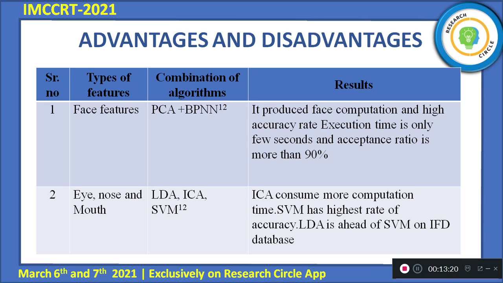LDA, ICA, SVM. ICA consumes more computation time. SVM has the highest rate of accuracy and LDA is ahead of SVM on the IFD database.